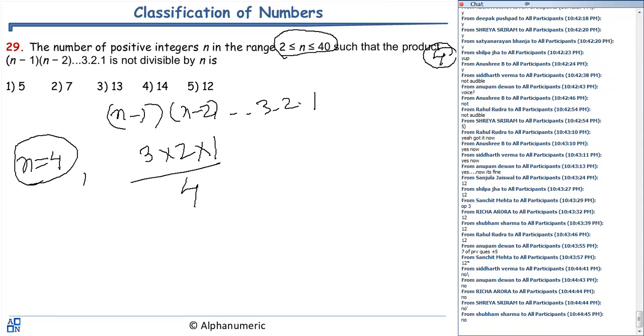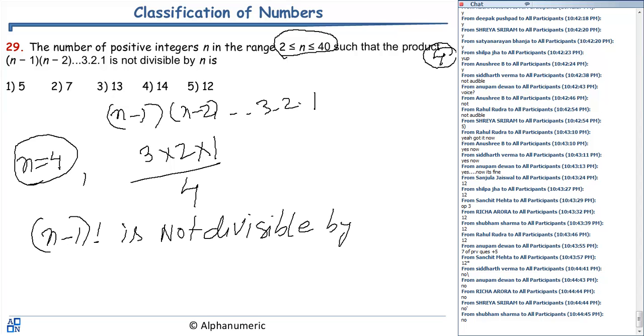So always remember that (n-1) factorial is not divisible by n. Not divisible by n. Okay? This implies that n is a prime number. It means only prime numbers will satisfy this condition. All prime numbers plus 4 also. This is the only exception, that 4 will also satisfy this condition.